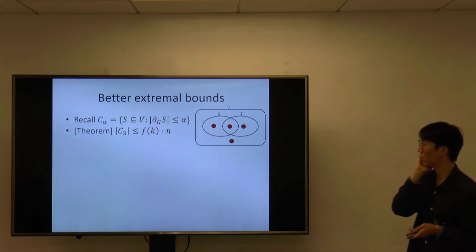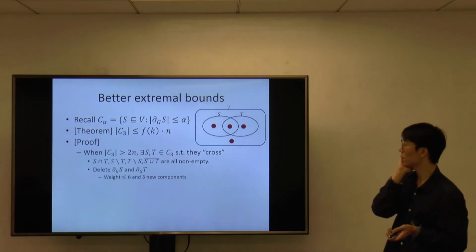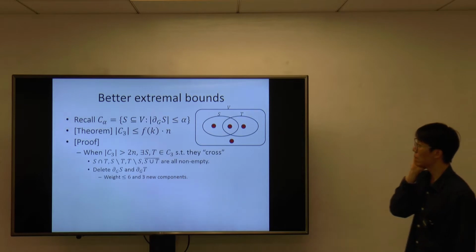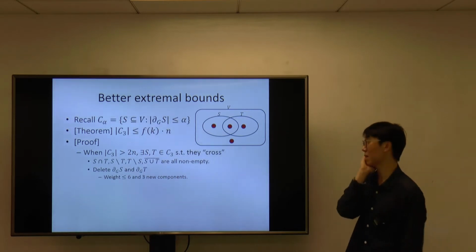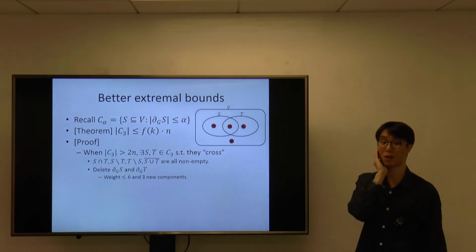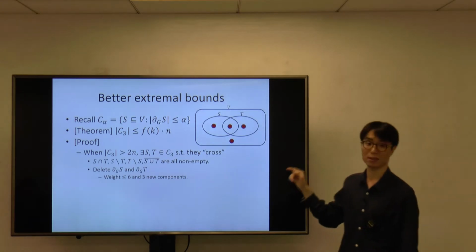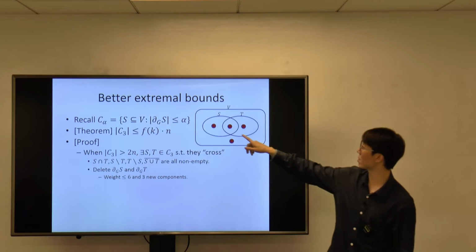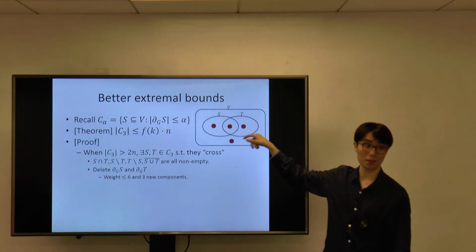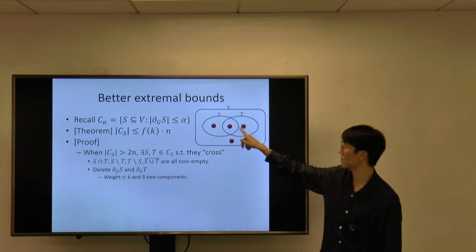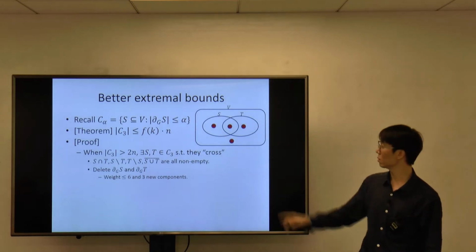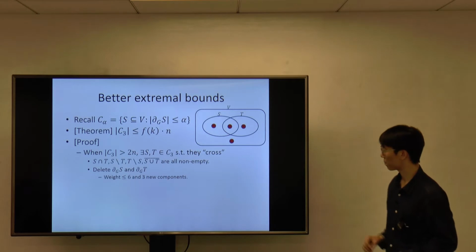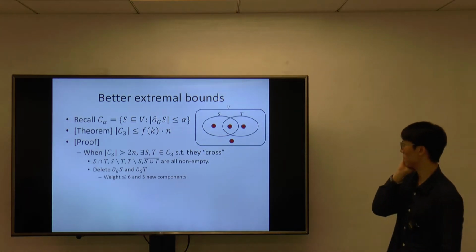And then this is what we want to prove. So the proof, at least in this case, is very simple. First, notice that when our set system has strictly more than 2n sets, then there must exist two sets S and T such that they cross. Meaning that if you draw the Venn diagram with these two sets S and T, then all four possible cells are non-empty: S intersection T, S minus T, T minus S, and the complement of S union T.